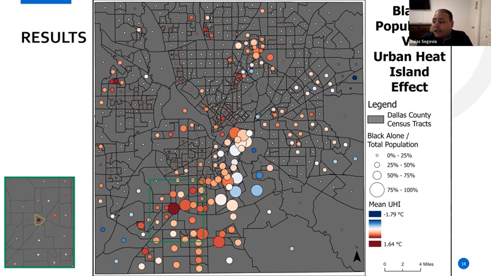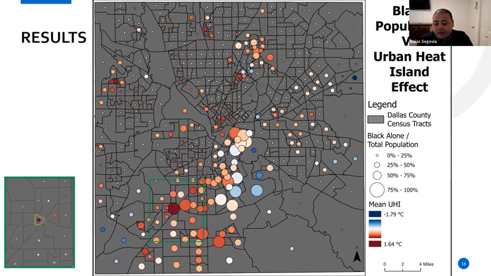This map is looking at the Black population and the UHI distribution. The map shows that most of the Black population is located to the south of the county. And it visually shows that census tracts that have a high Black population have a high UHI temperature.